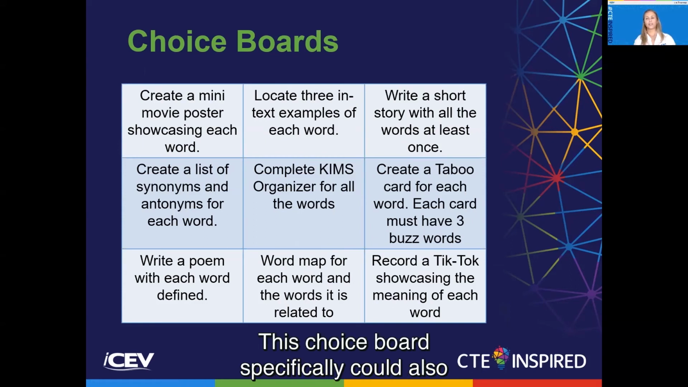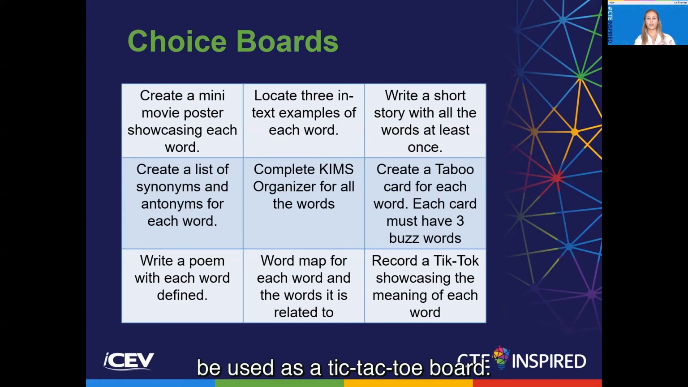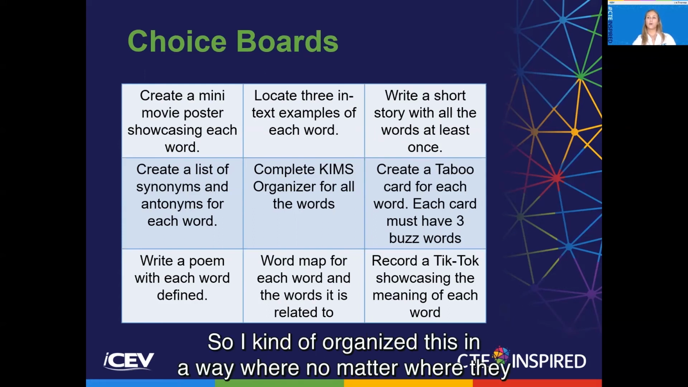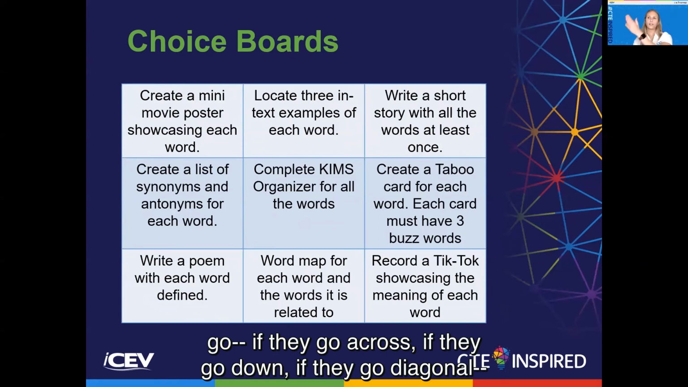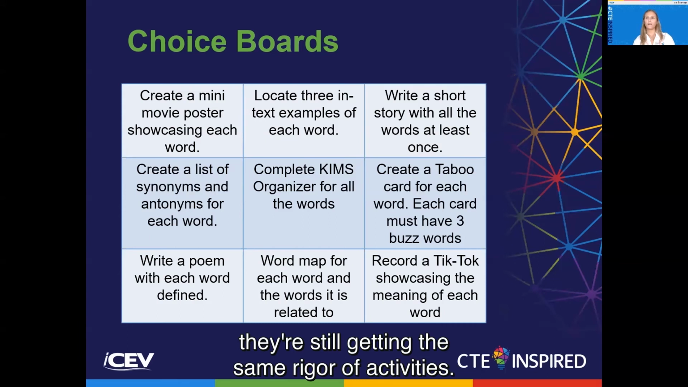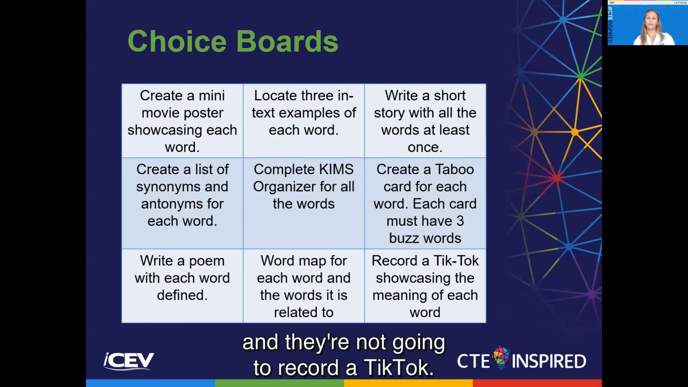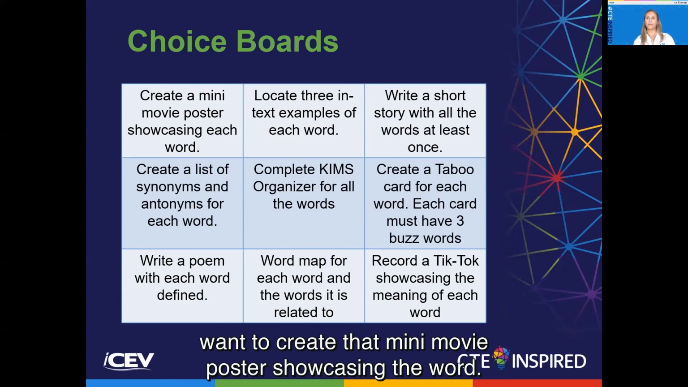This choice board specifically could also be used as a tic-tac-toe board. So I would say, okay, you have to pick 3 of these activities and they all have to be in a line. I kind of organize this in a way where no matter where they go, if they go across, if they go down, if they go diagonal, they're still getting the same rigor of activities. It just depends on what the student wants. Maybe they're not comfortable filming themselves and they're not going to record a TikTok, but maybe they love drawing, so they want to create that mini movie poster showcasing the word.